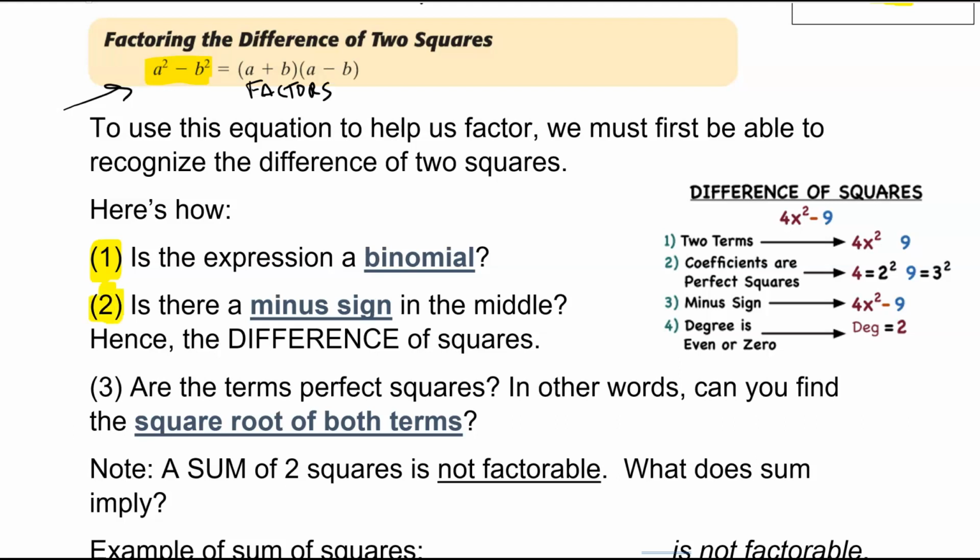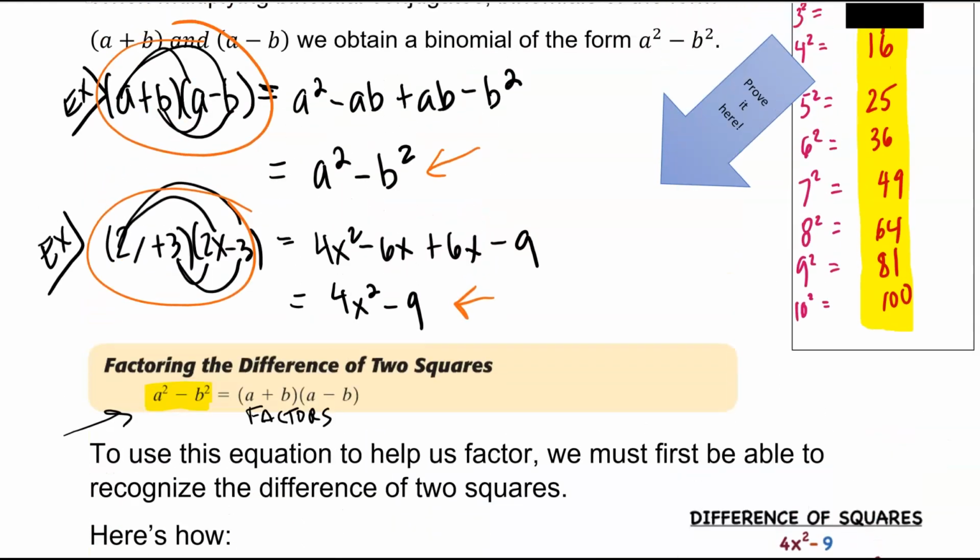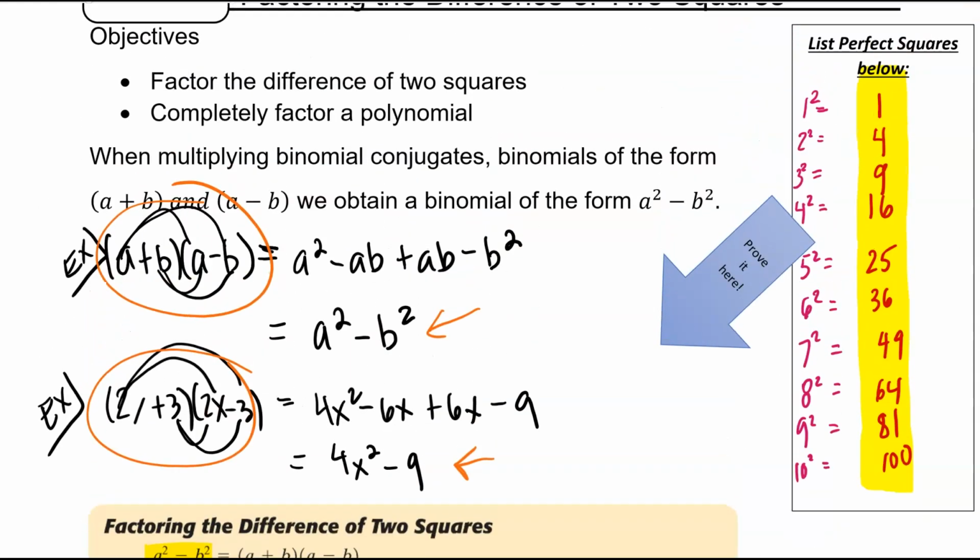Second, is there a minus sign? Hence why they call it a difference, right? Because of the minus in the problem. And third, are the terms perfect squares? Again, we just went over what perfect squares are. It's really when you square something, you get something else. So even if I put up here a squared, a squared is also a perfect square, even though we're dealing with variables.